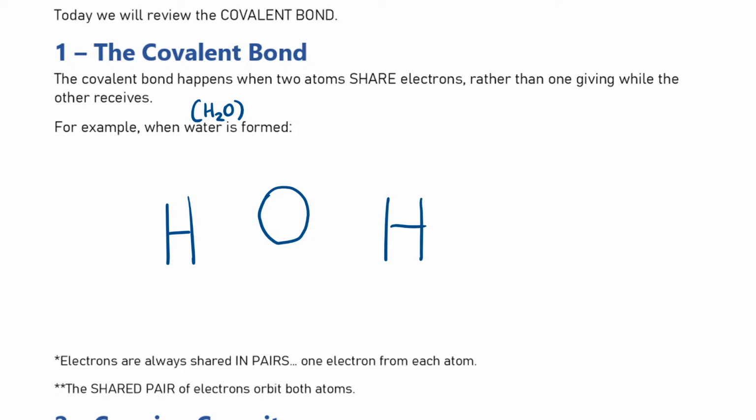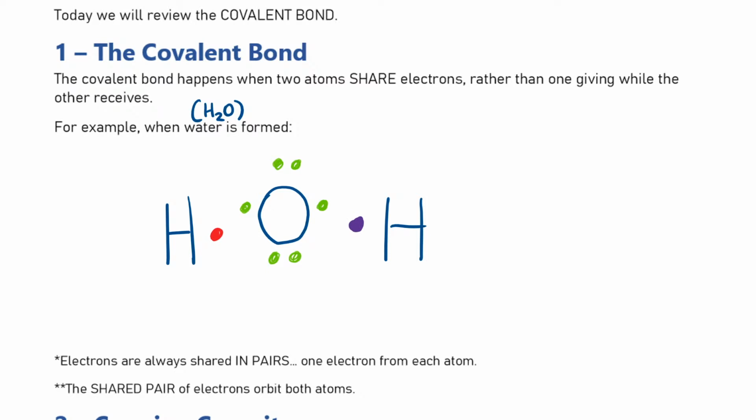We can draw Lewis structures. So if you check your periodic table, you should know that oxygen has 1, 2, 3, 4, 5, and 6 electrons in its valence shell, and hydrogen has 1 electron in its valence shell.